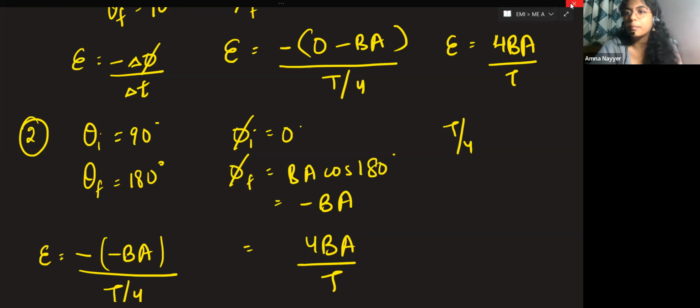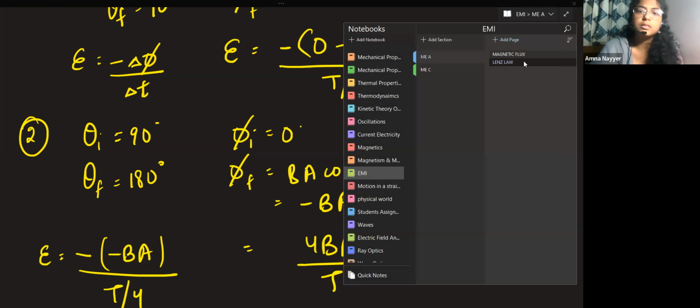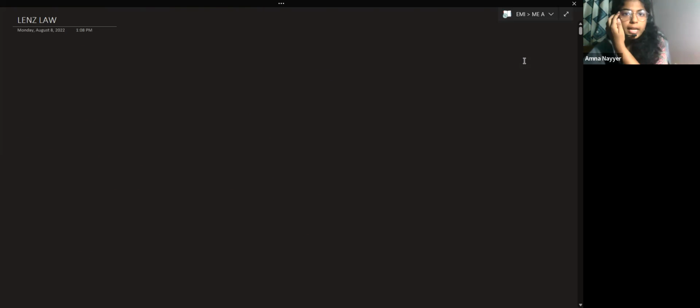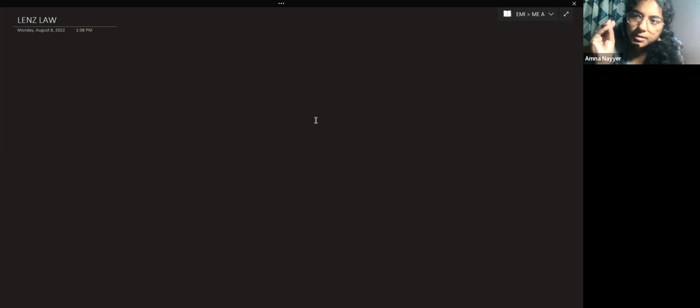Now the next topic that was left is Lenz law. From Lenz law, you will get to know why we had to put that negative sign. Now Lenz law states what? Lenz law says that induced current has a certain specific direction. This direction of induced current is such that its aim is to oppose the cause that is producing it. What is meant by this statement?